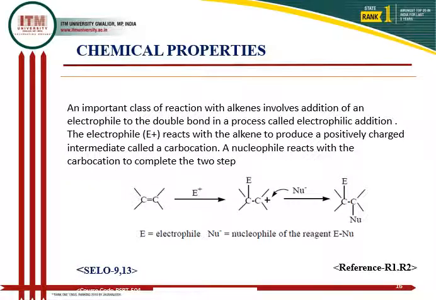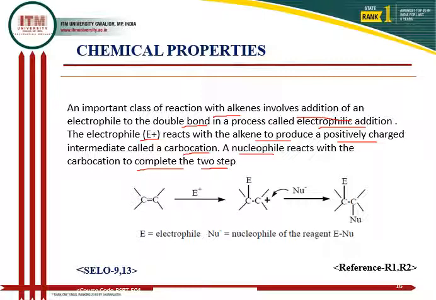Another important class of reaction shown by the alkene is the addition reaction, the addition of an electrophile to the double bond, which is called electrophilic addition, which is very important. An electrophile is an electron-deficient species that generally attacks the site where the electron-rich species is. So it produces a positively charged carbocation, and a nucleophile reacts with the carbocation to complete this two-step reaction.